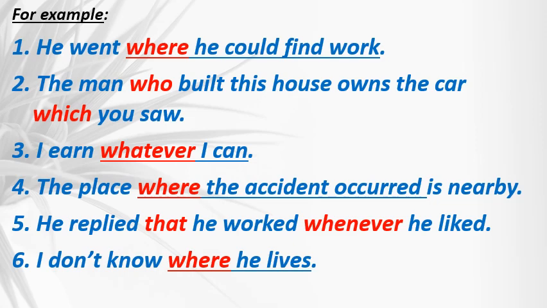So, each of these sentences has two clauses of unequal rank, that is, one of higher rank called the principal clause and another of lower rank called the subordinate clause. And they are joined by subordinating conjunctions like where, whenever, until, and relative pronouns like that, who, etc. So, they are called complex sentences.